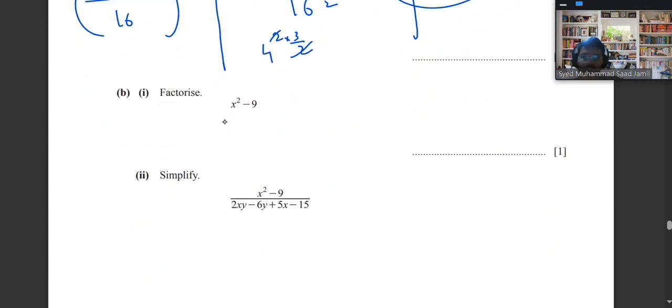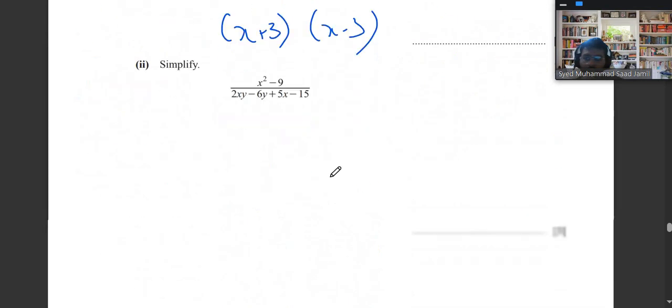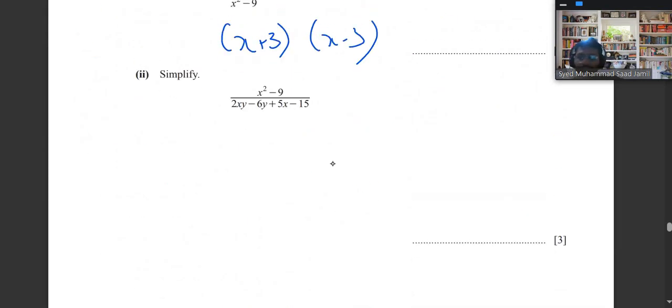Next question, factorize. This is simple, (x plus 3)(x minus 3). Okay, moving on to the next question. We already know x² minus 9 is (x plus 3)(x minus 3). We just need to solve this equation right now.